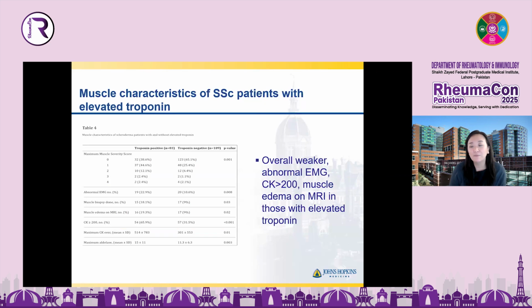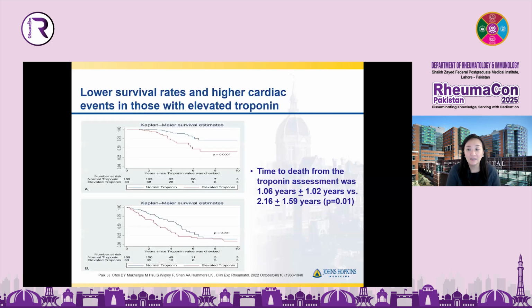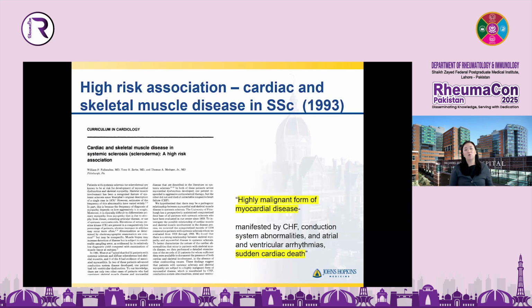And if you look at the muscle characteristics of these patients, they were overall weaker, they had higher CK, and if you had troponin elevation, you had muscle edema on MRI. And you can see, not surprisingly, that those who had elevated troponin tended to have more cardiac events and higher mortality. So why is this important?